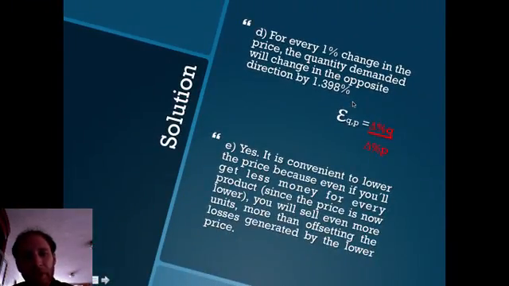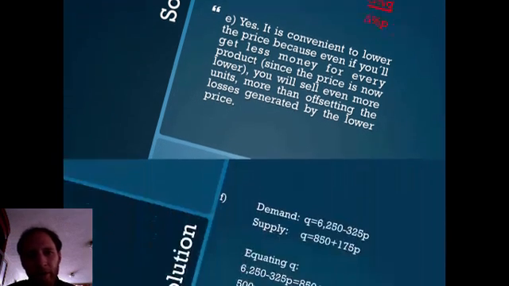Now, in this case, it will be convenient to lower the price. Why? Because it is higher than 1 in absolute value and negative. I mean, if you lower the price 1%, you will get more than 1% in quantity, 1.39%. So it will be convenient to lower the price as a supplier.